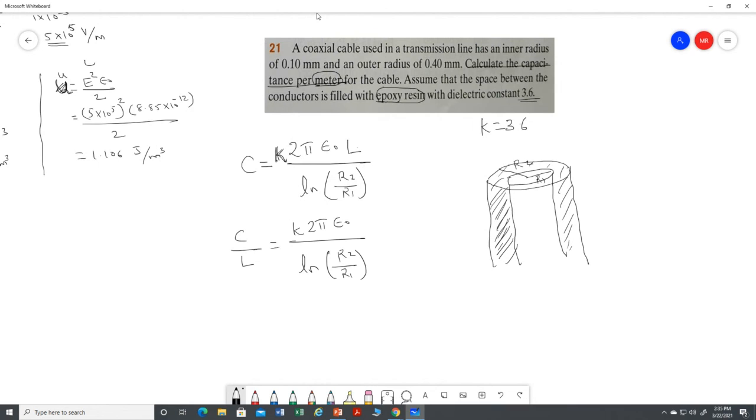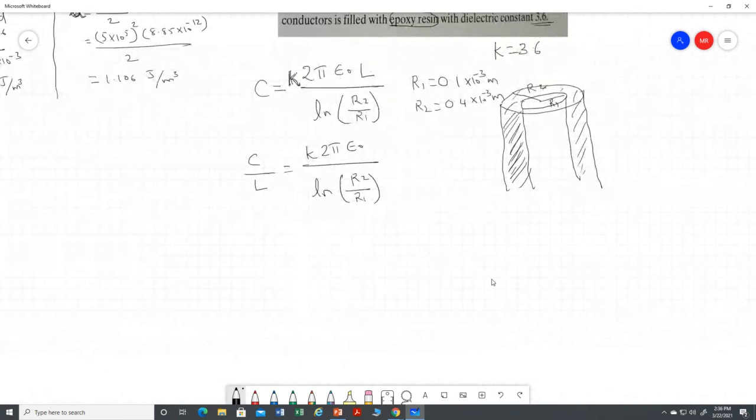Now, what is your outer radius? They clearly mention the values. My inner radius R1 is given. What is the value? 0.1 millimeter. So I have to convert it to meter. And then my outer radius is given. What is the value? 0.4 millimeter. So I have to convert it to meter. Now the only thing we have to do is substitute the values.